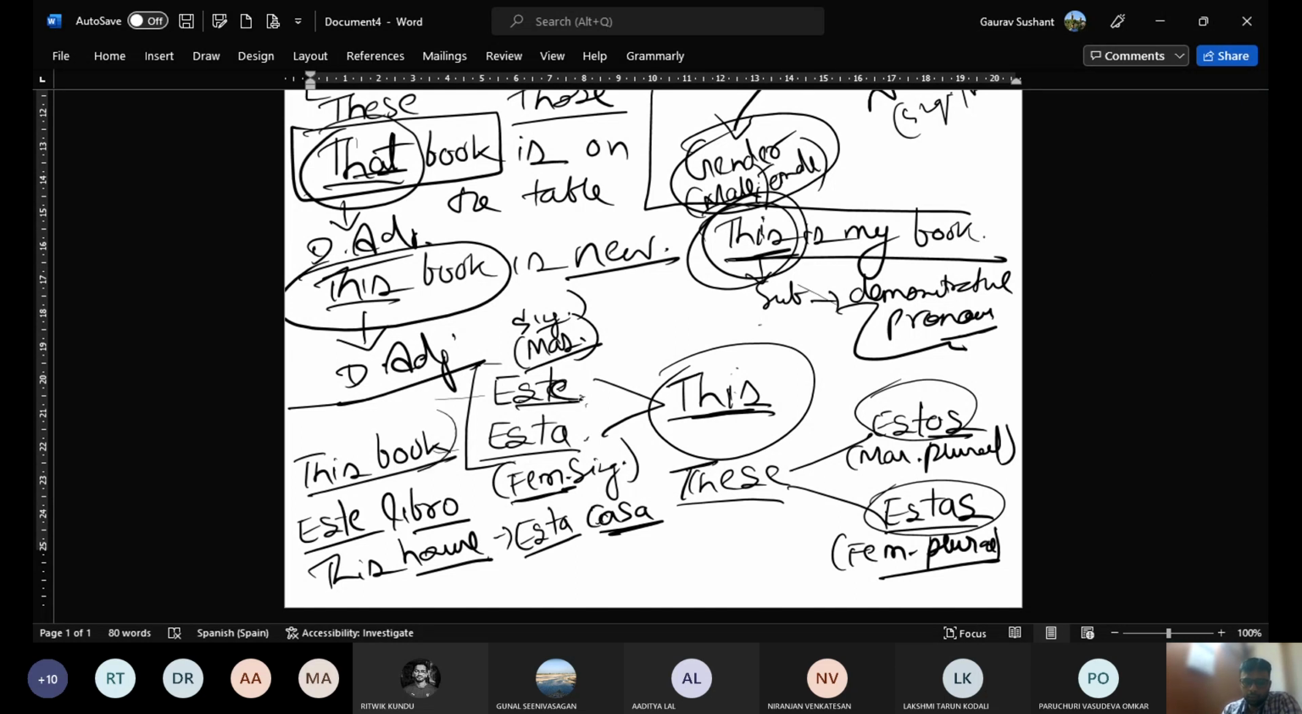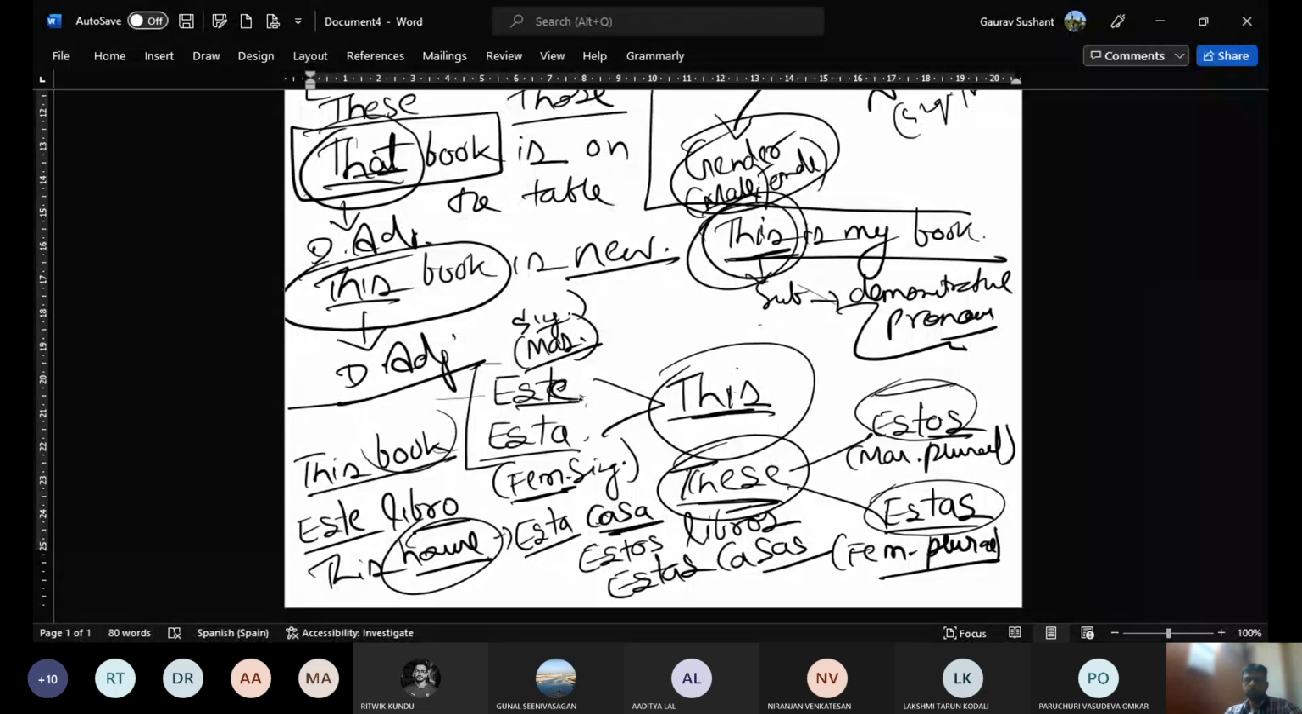Similarly, if we are making both of them plural, I mean book and house, both of them plural, so accordingly you have to choose the one which I have shown you here. So it will be estos libros, okay, and estas casas. Meaning is quite clear. These books, these houses. Okay. So in English you have this only one, but in Spanish you have two because of the gender thing.